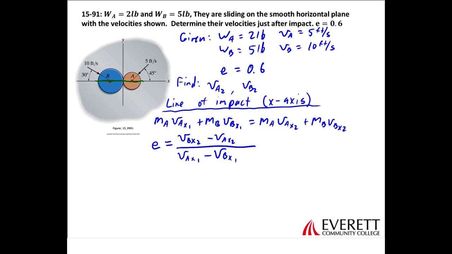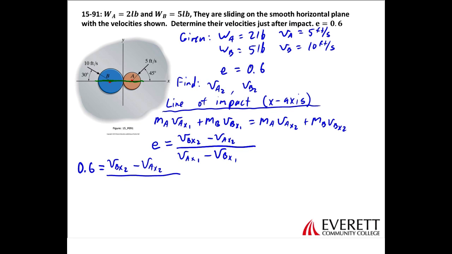So let's go ahead and plug in some numbers and solve for some of these. Okay, I'm going to start off with the coefficient of restitution. So the coefficient of restitution was given as 0.6. So we can plug some numbers into this equation. We're going to get 0.6 is equal to the velocity of B in the x direction after the impact minus the velocity of A in the x direction after the impact over vₐₓ₁.